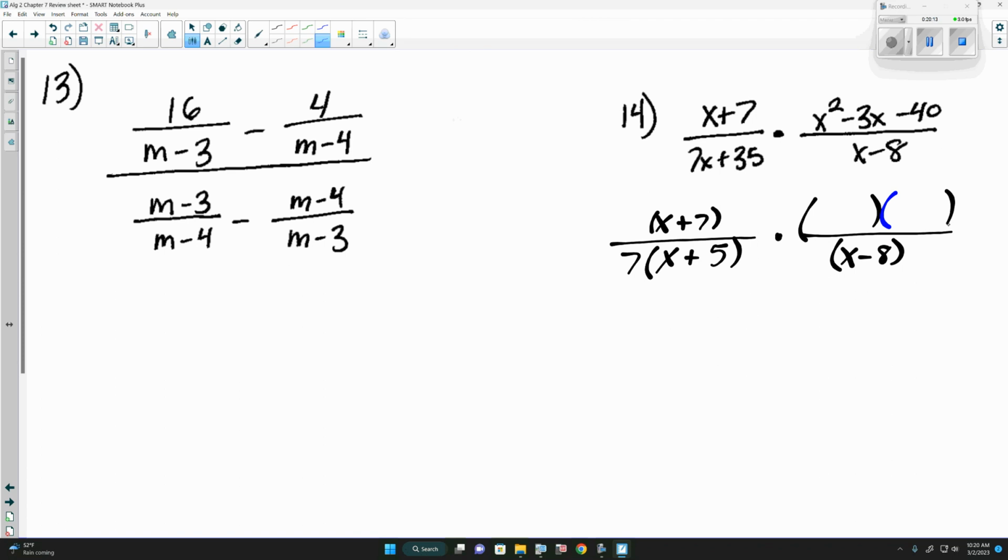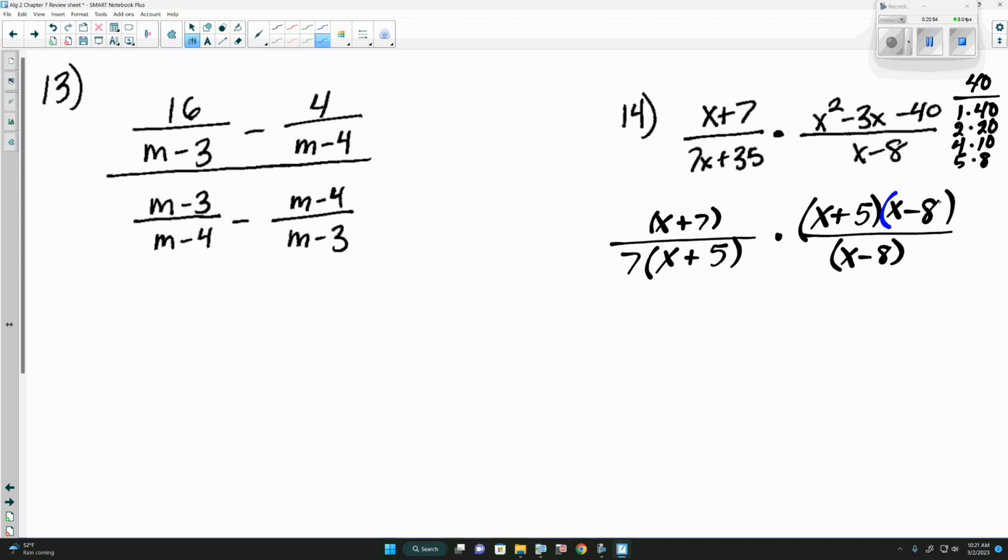Well, since the 40 is negative, our signs are opposite. Only factors of x squared are x and x, yes? Do we have anything in common on top and bottom yet? No. So at this point, nothing's going to simplify. But when you see the factors of 40, which are 1 and 40, 2 and 20, 4 and 10, 5 and 8, which one's positive, which one's negative? 8's negative, yes? Because negative 8 plus 5 would indeed give us a negative 3.